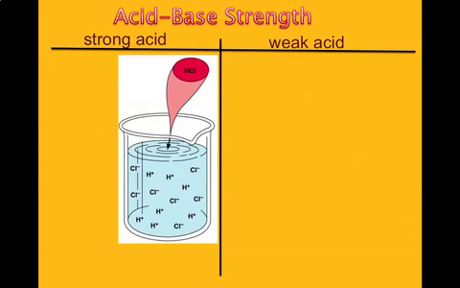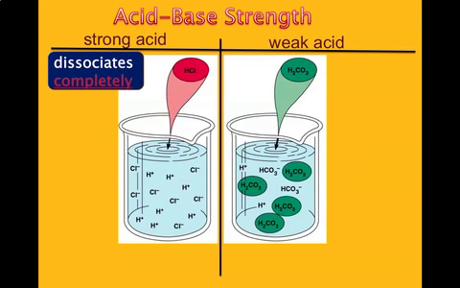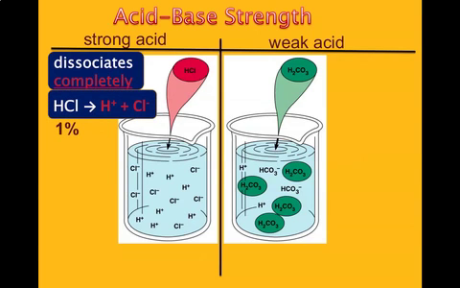Okay, a strong acid, one example of that is hydrochloric acid. And an example of a weak acid is carbonic acid. So a strong acid is going to dissociate completely. What that means is all the H's and the Cl's that are bonded together, because H is a +1 and Cl is a -1, separate when they get into water, as you can see in the picture. Okay, so about 1% of the hydrochloric acid sticks together, and about 99% of it separates.